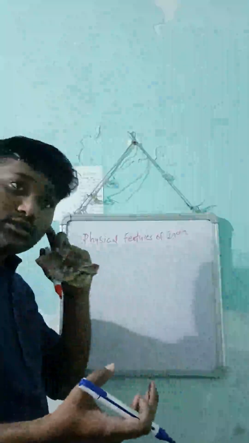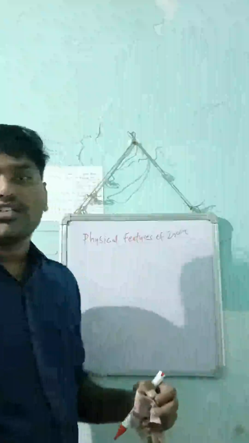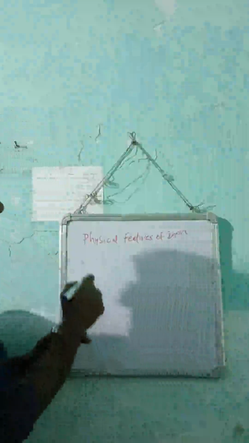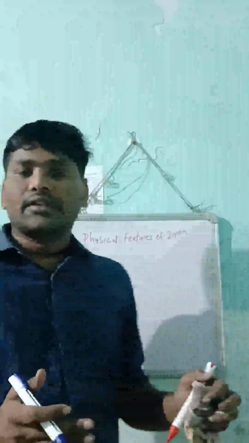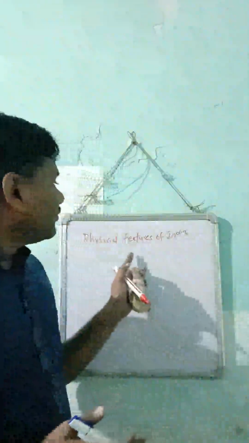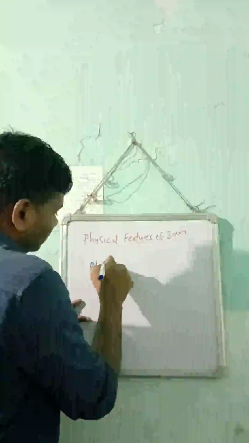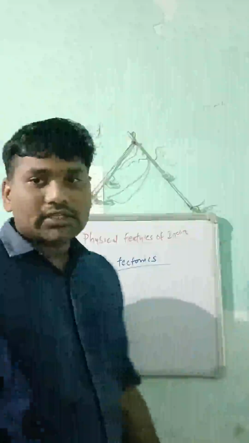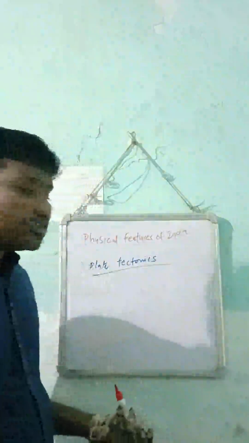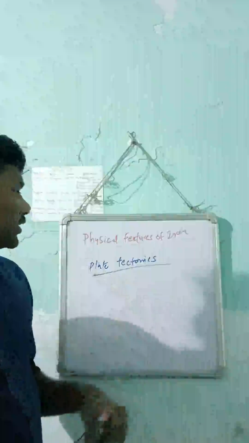So the upper soil is based upon the rock structure of the inner earth, under the earth. Our geological scientists try to explain different theories about the physical features of the earth. One of the theories is the plate tectonic theory.